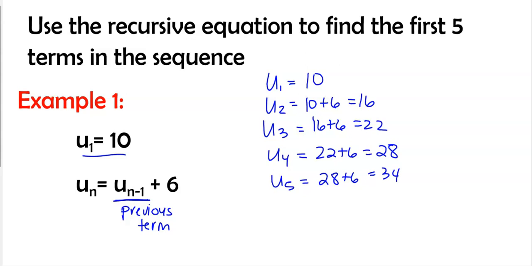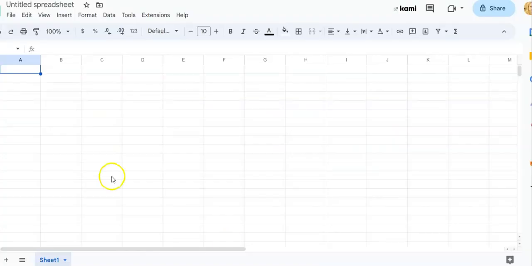Okay. And then we are going to do this. I'm going to show you how to use the calculator on this one again, in case you still need to see that, and Google Sheets as well. So I'm going to flip over to those, and I'm going to type here. I'll do Google Sheets first. So I'm going to type in a 10. That was our first term. Then I'm going to hit equals, click on that term above, and then add 6.